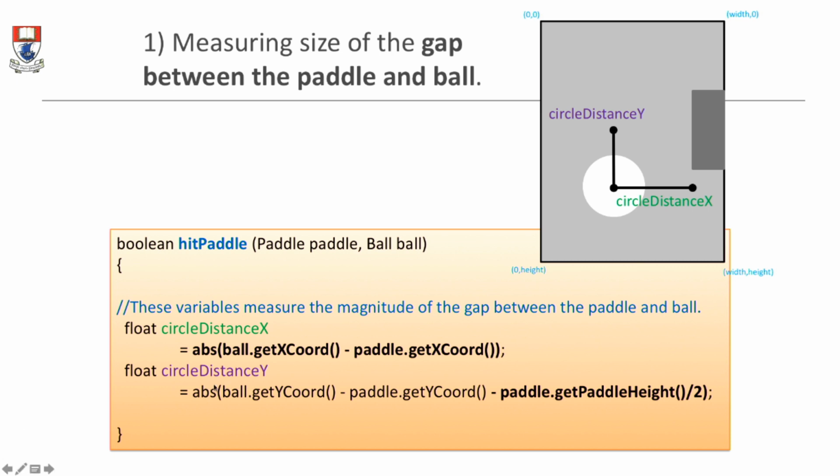The circleDistanceY is calculated as the absolute value of the ball Y coordinate minus the paddle Y coordinate minus half the paddle height. So we have two formulas for calculating the distance between the circle and the paddle for the X and the Y.